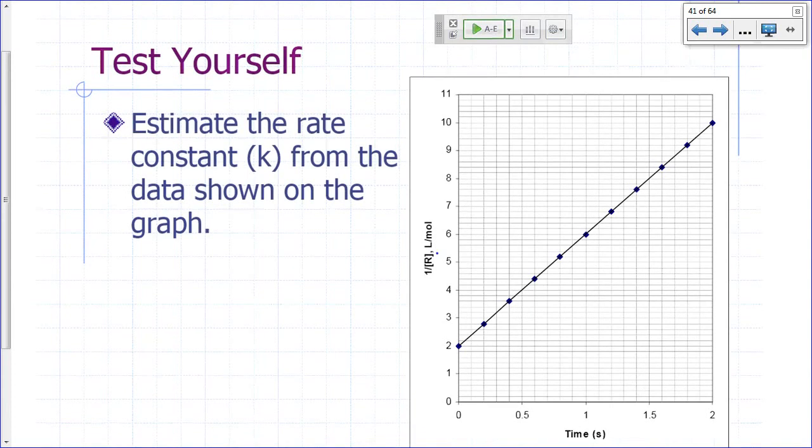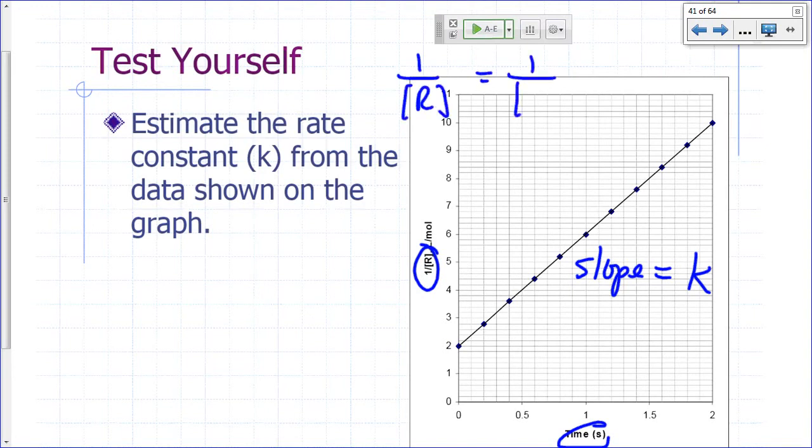Okay, what's the order of the reaction here? I'm plotting 1 over r versus time, and I'm getting a straight line. Second order, okay? And what's my slope equal to here? Slope is equal to k. Remember, for second order rate law, your equation is 1 over r equals 1 over r naught plus kt. So this is your x, that's your slope, that's your b, and that's your y.